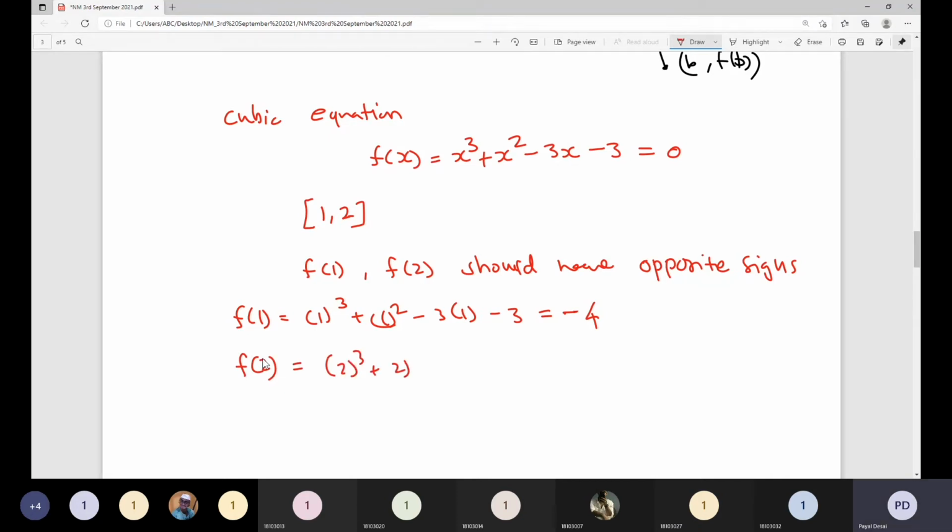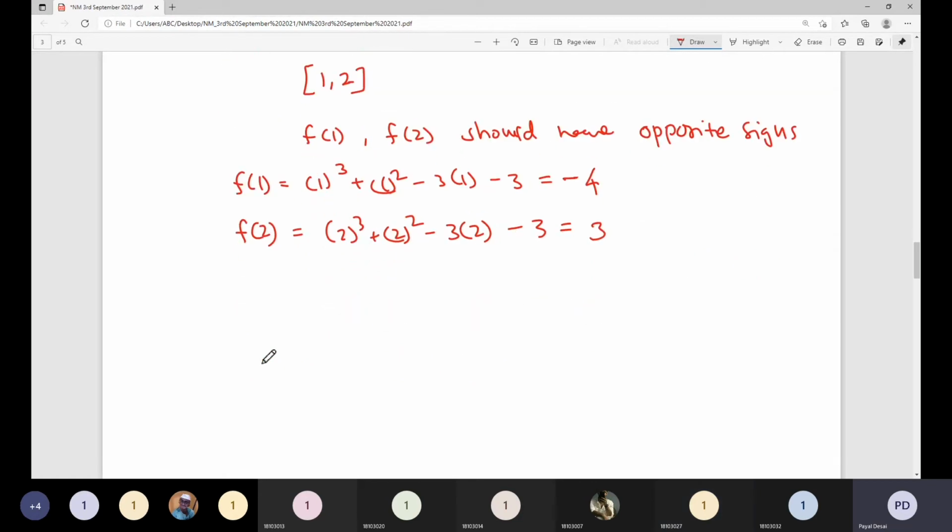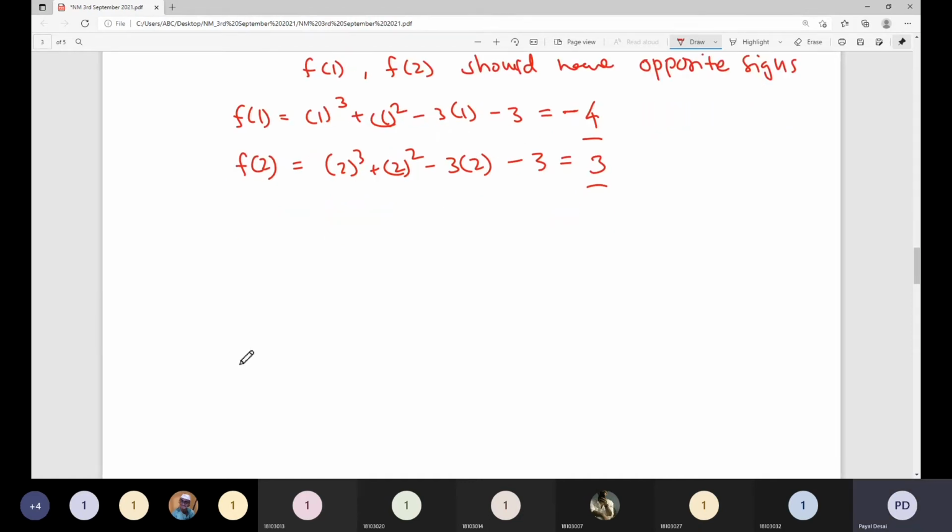So 2 cube plus 2 square minus 3 times 2 minus 3. Ma'am, 3. Okay, very good. So this is giving you 3. That means these two have opposite signs. So we have a guaranteed root between these two values. It is obvious that a change in the sign of the function between x equal to 1 and x equal to 2 guarantees at least one root in the interval.